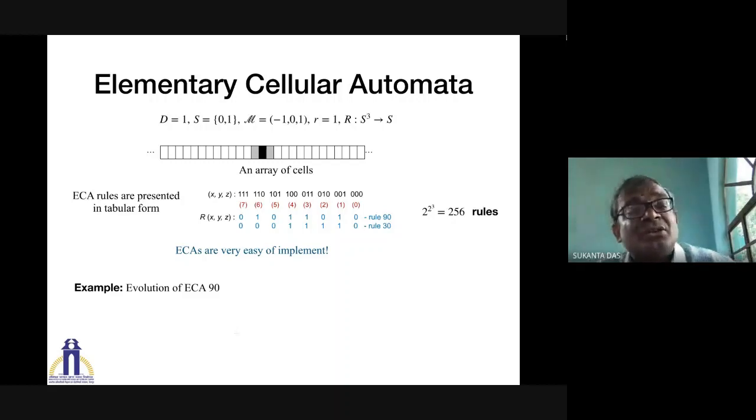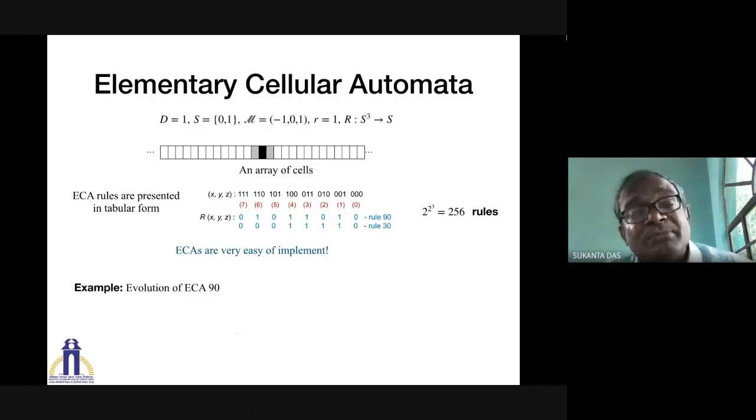Let us start with ECA 90. So we want to see the evolution of ECA 90, the first rule in the table. In the table there are two rules, 90 and 30. So start with the first rule.